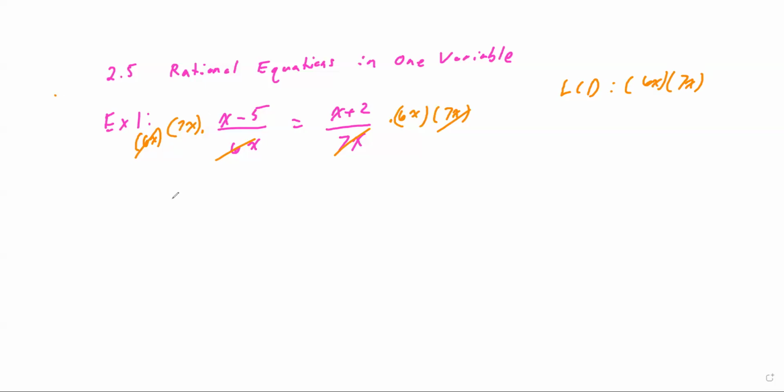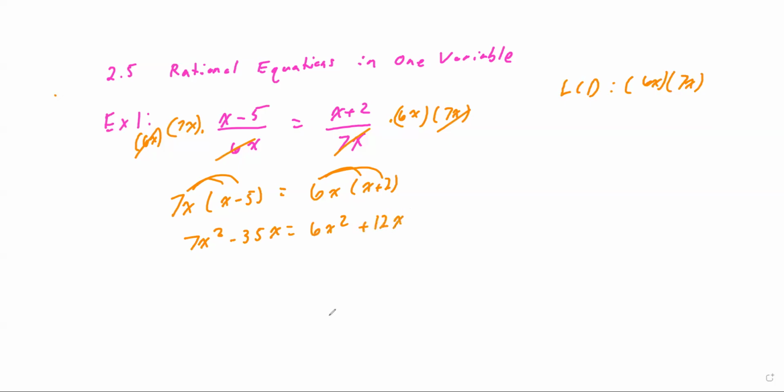All right. So then I'm going to bring down the 7x times (x minus 5), and that's going to equal the 6x times (x plus 2). Notice I put the binomial in parentheses and took the monomial out so that I could distribute the 7x and the 6x to get rid of the parentheses. So 7x times x gives me 7x squared. 7x times negative 5 gives me negative 35x. 6x times x gives me 6x squared. And 6x times 2 gives me 12x.